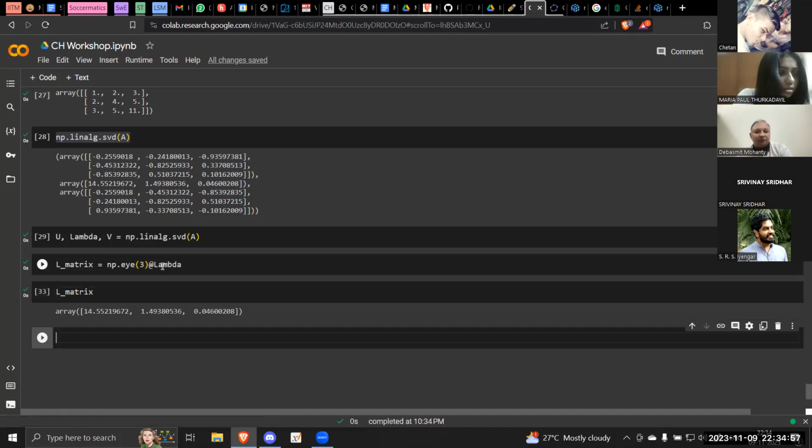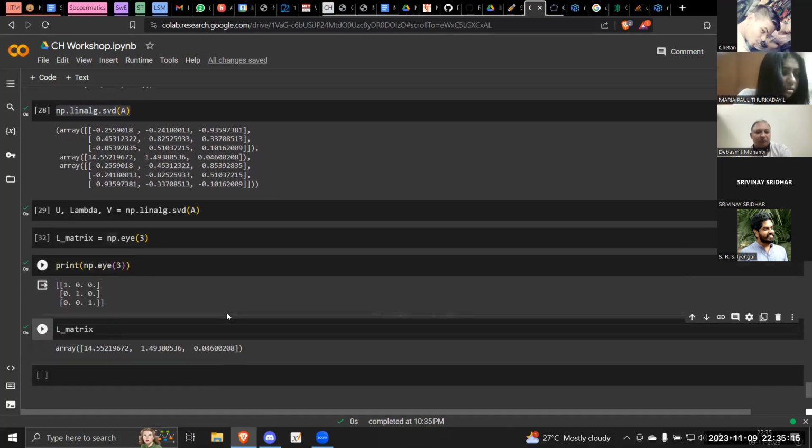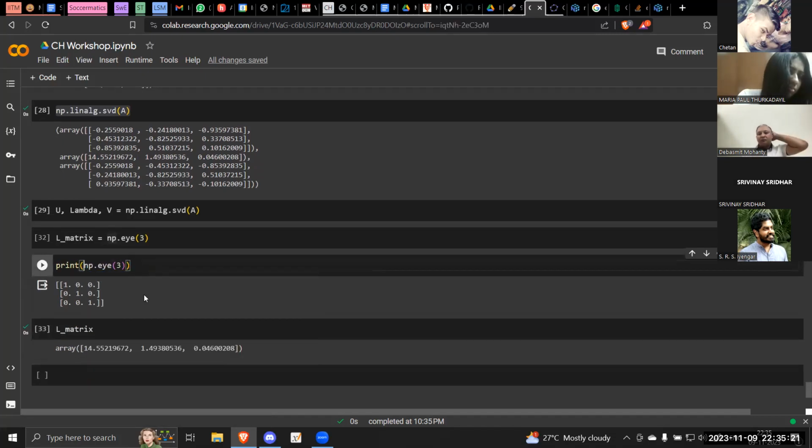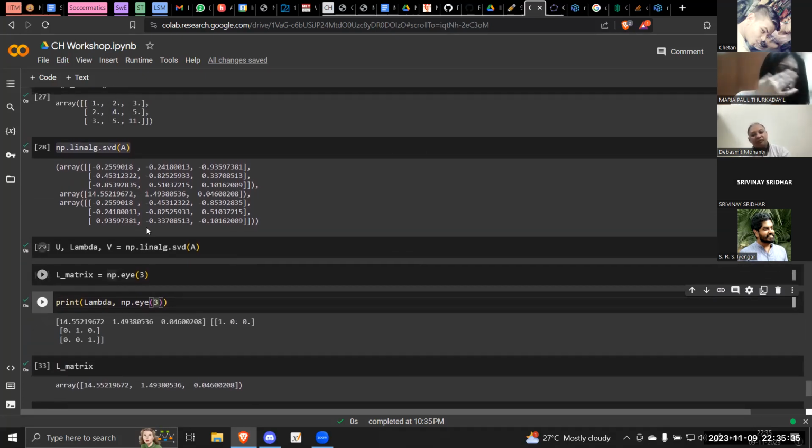Right, Srivani. I still don't know why I'm still getting the error. Just display np.eye and then lambda separately. Let's see whether it is properly done. Just display np.eye and display lambda. For np.eye it is 3 cross 3. It seems to be a list, no? A list of lists. Yeah, I guess the data types are different.